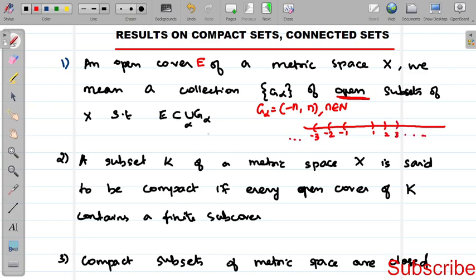So this gives a collection of open sets. This is one of the open sets, this is one of the open sets, this is one of the open sets. So whose union covers what? (-n, n). So the arbitrary union of a collection of open sets that covers the set, we can say that is said to be the open cover.